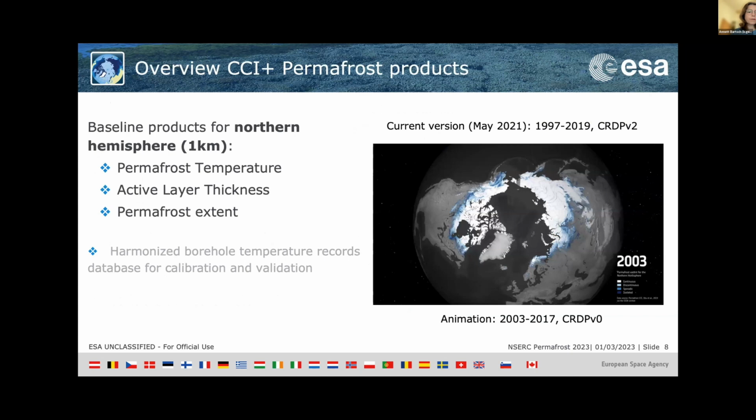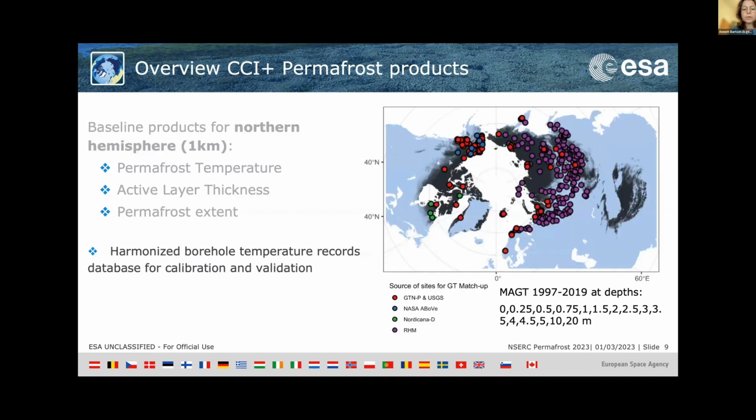What is available now, I already showed you the permafrost temperature, but there's also active layer thickness and permafrost extent, for the time period 1997 to 2019. At the same time, we need to validate the data, and that was really challenging. Different sources have been used and data harmonized, with a lot of gap filling. A lot of records couldn't be used due to gaps. What is always discussed are the data gaps over Russia, but we have actually experienced that there are a lot of gaps. Most of the largest gaps we actually have for Canada.